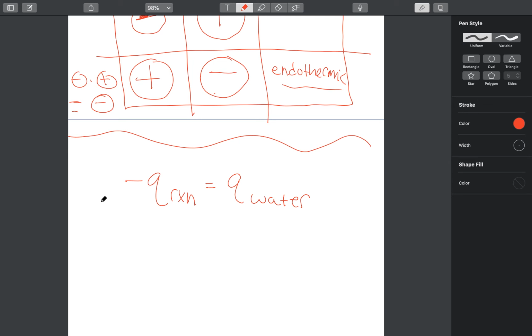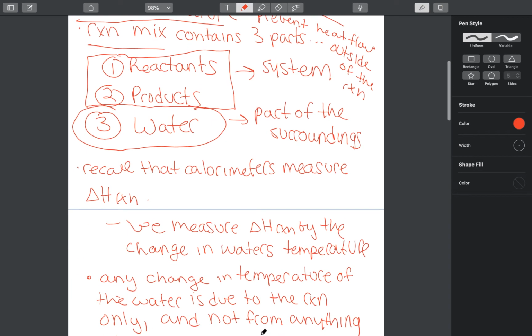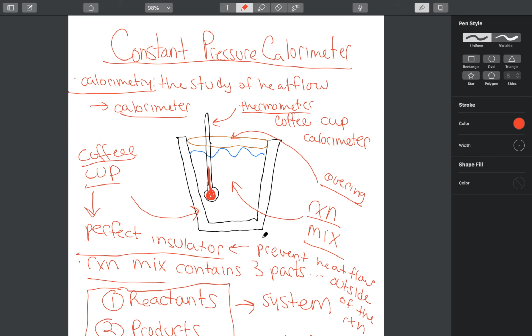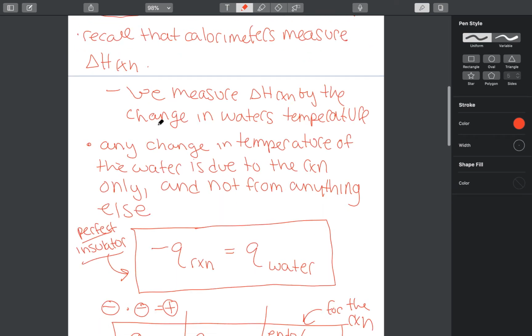Well, you may recall that the coffee cup calorimeter is under constant pressure. So why is it under constant pressure? Let's go back to our little diagram here. The reason why a coffee cup calorimeter is called a constant pressure calorimeter is that it is exposed to the atmosphere. The atmosphere exerts a constant pressure upon the calorimeter and its contents. Therefore, the reaction in the calorimeter is under a constant pressure exerted by the atmosphere, which will be around 1 atmosphere. So that's why it's called a constant pressure calorimeter.